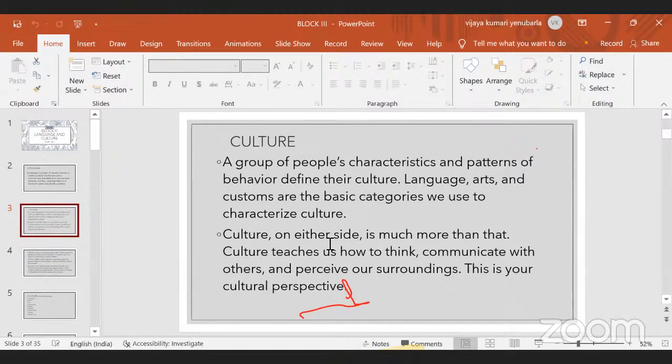Culture on either side is much more than that. Culture teaches us how to think, communicate with others, and perceive our surroundings. This is your cultural perspective. Obviously, you go to any Muslim house, they'll hug each other, right? And they say some word addressing people. And if you go to Christian families, they greet people in a different way. If you go to Hindu people, they do it some other way. This is a cultural variation based on religion.